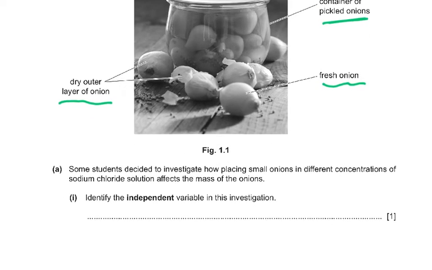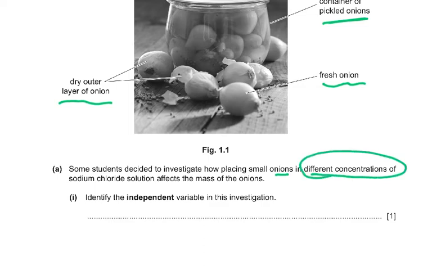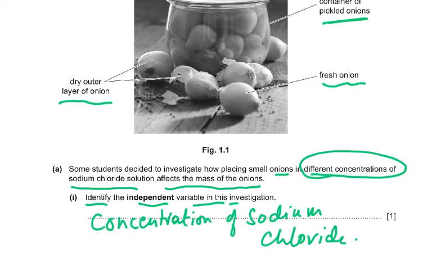Some students decided to investigate how placing small onions in different concentrations of sodium chloride solution affects the mass of the onions. Identify the independent variable. What is the independent variable? The independent variable is always what you have changed. I always say I, independently: what have you changed? You decided to take different concentrations of sodium chloride. The onion is of course there, but you decided to place the onion in different concentrations of sodium chloride. So that will be the independent variable. So, concentration of sodium chloride.